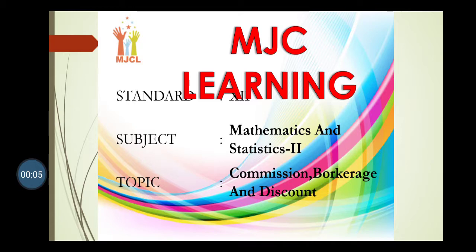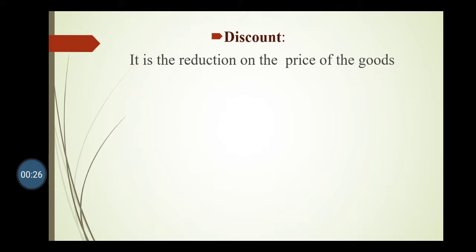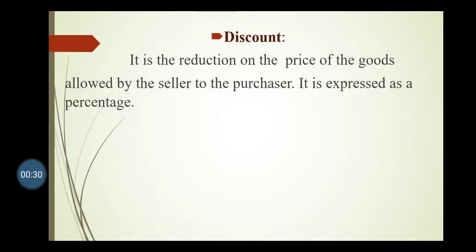Today we are going to study the discount, which is the topic of first chapter Commission, Brokerage and Discount of class 12 subject Mathematics and Statistics. So we will go through the discount. First of all, we look about the discount. It is the reduction on the price of goods allowed by the seller to the purchaser. It is expressed as a percentage.